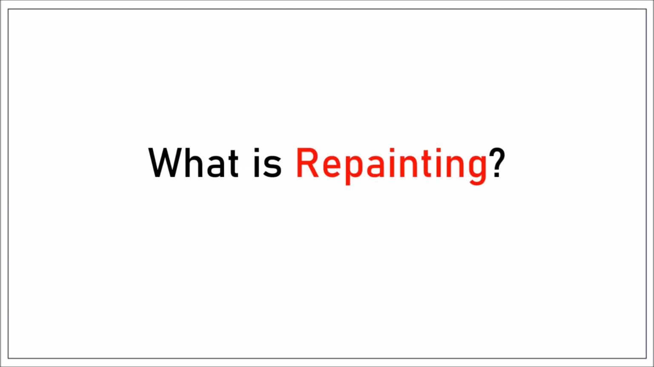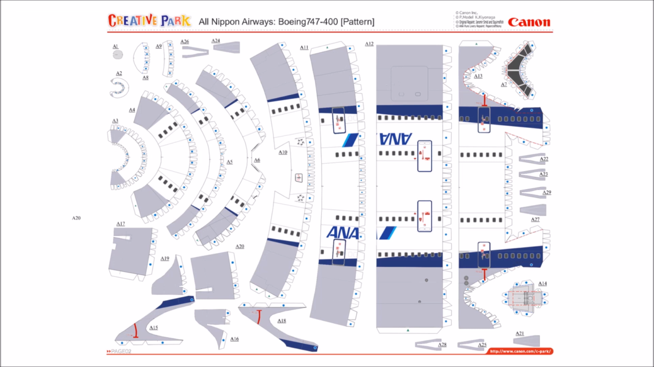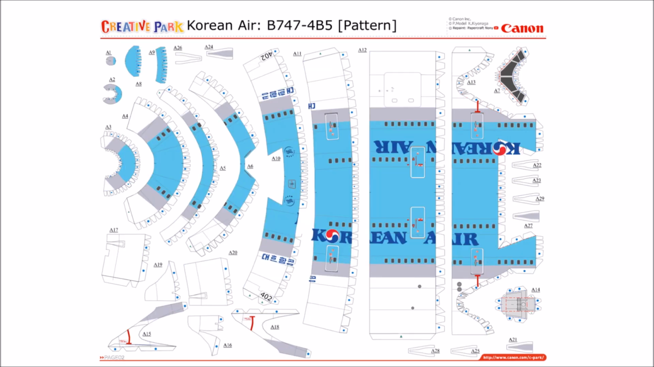But before we start our discussion about the programs, we must first define some terms that are relevant when it comes to repainting. So our first definition is repainting. So what is it? Repainting in papercraft terms is the act of changing the vectored graphical design of a papercraft template from one design to another. So for example, if you have an ANA Boeing 747-400 template and you want to change it to a Korean Air livery, you remove each and every vectored graphic and design that resembles the ANA livery, and then you add the assets that the Korean Air livery has, all in the same template.